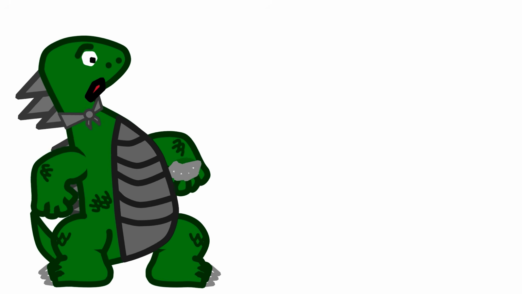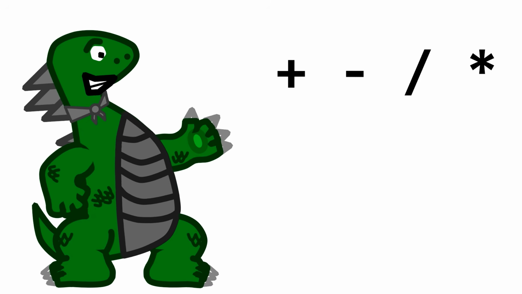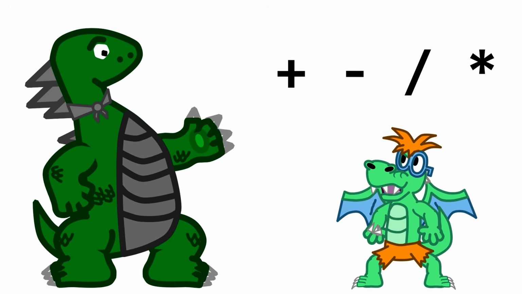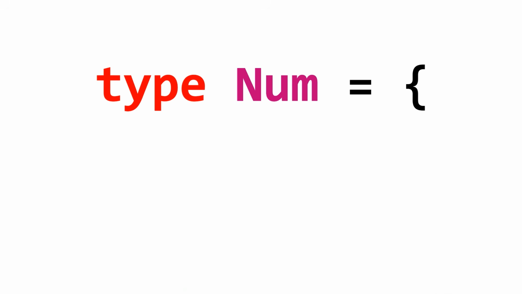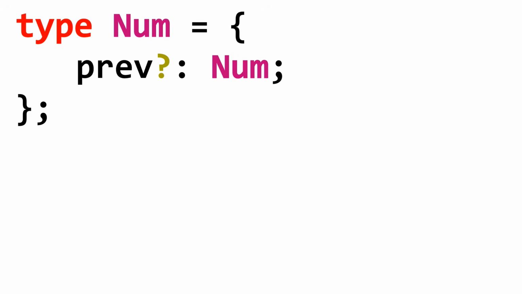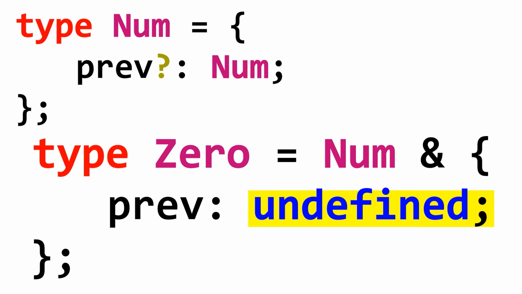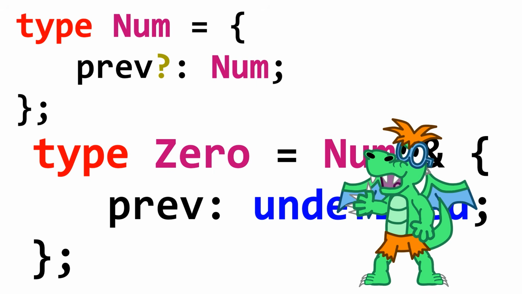Well, that's nice, but is this able to do something other than booleans? Like, maybe doing math? Sure, but to do math, we first need to define numbers. Num will be defined as a type with an optional property representing the previous number. The number 0 will be defined as a number whose previous number is undefined. In other words, 0 is specifically the number that doesn't come after anything else.